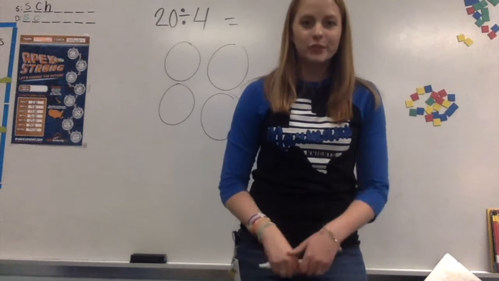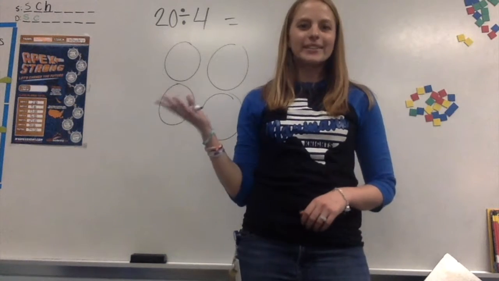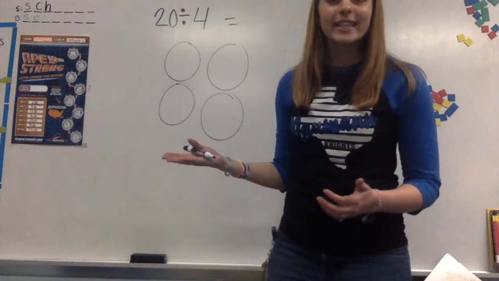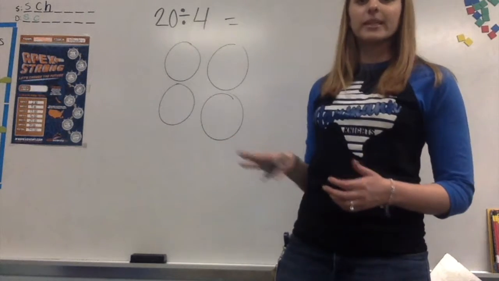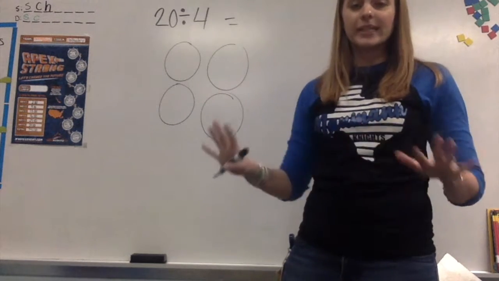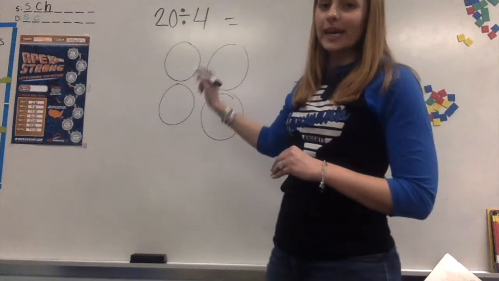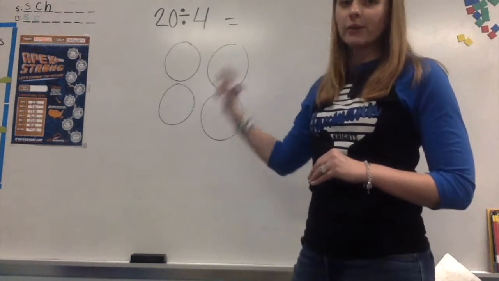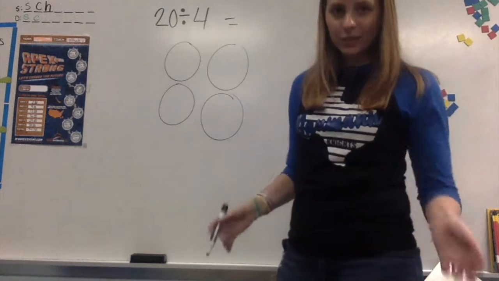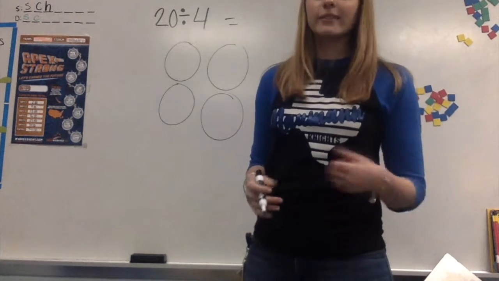We're going to try using loops and groups next. 20 divided by 4. So the first thing I did was draw my 4 groups. Now we're going to take 20 and split it evenly into these 4 groups. Now I could go one at a time, 1, 2, 3, 4, 5, 6, 7, 8, all the way till we get to 20. But it might take a little longer.